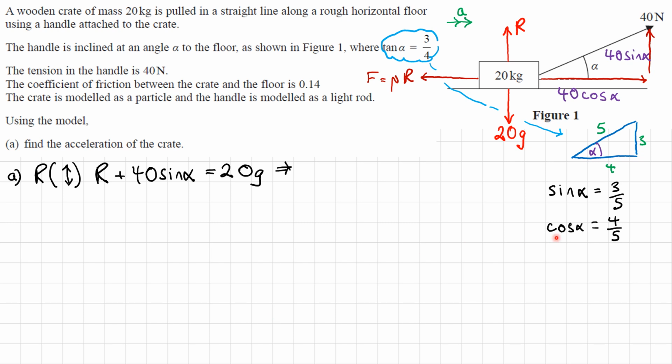Now that sine alpha, we have an exact value for, 3/5, so I can actually write R plus 3/5 times 40, that would be 24, is equal to 20 g. So from this I can work out the value of R, and R is going to be 20 g minus 24, and using g as 9.8, I get R is equal to 172. Okay, so I'm just going to highlight this because I will need this in a moment when I resolve horizontally.